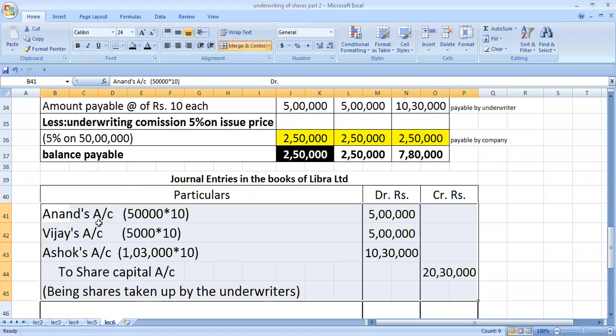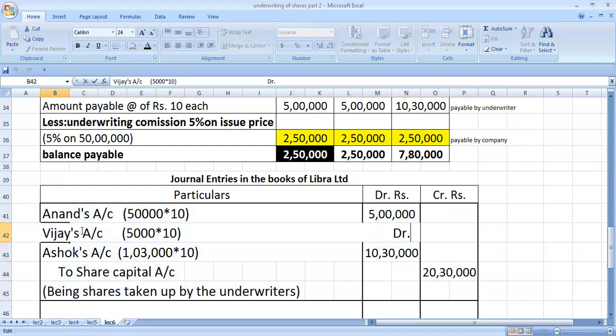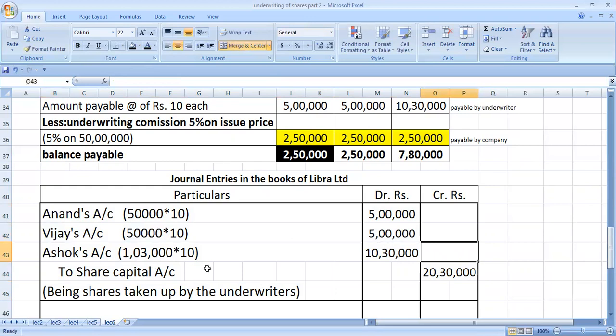So the entry is Anand's account debit 5 lakh. Okay, how much amount of shares has been subscribed? Anand, 5 lakh. Number of shares 50,000. Vijay, 50,000. So 50,000 multiplied by 10, 5 lakh. And Ashok 1,03,000 multiplied by 10, so 10,30,000. And the total share capital subscribed by the 3 underwriters is 20,30,000. After the journal entry, you will have to write the narration: being shares taken up by the underwriter. So this is the first entry for shares subscribed by the underwriter.